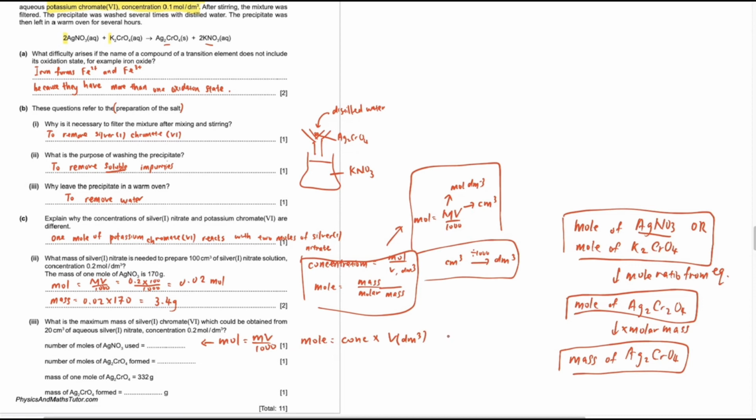So that's why we have mv over 1000. At the end, let me write down the working: 0.2, the concentration, multiply with 20 over 1000, and then you will get 0.004.